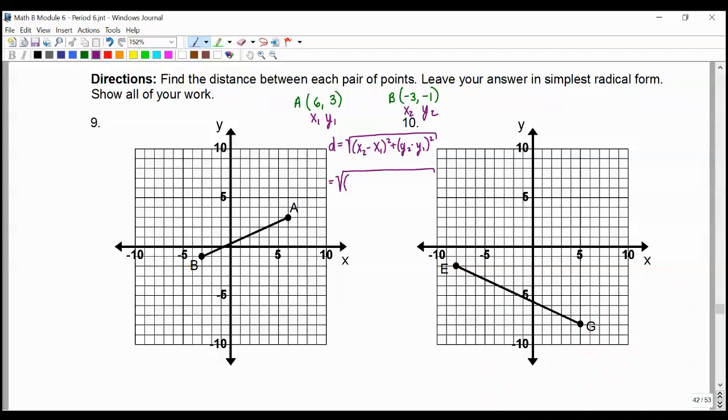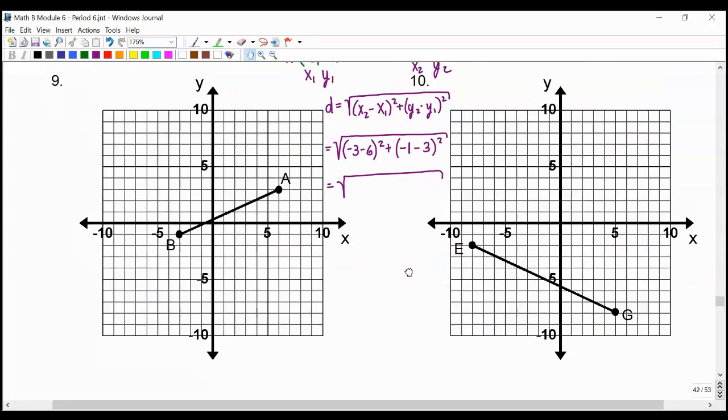All right, next, we're going to plug everything in. It's negative 3 minus 6 squared plus negative 1 minus 3 squared. And we still have this big square root and a plus sign. Even though writing some of that stuff is annoying, it's important to do that so that you don't forget to do it and all your steps check out.